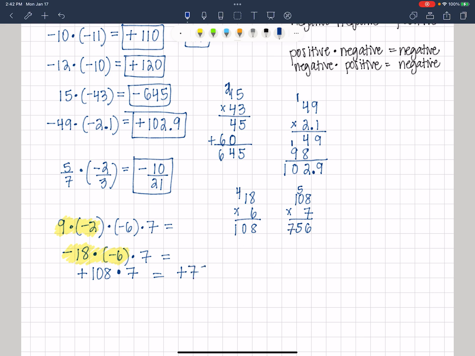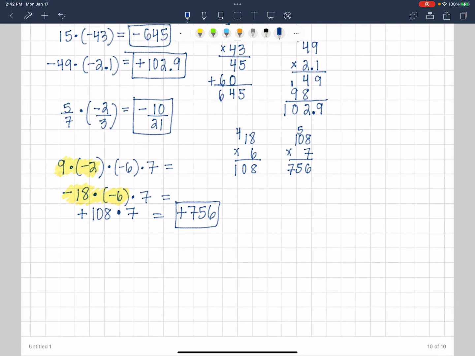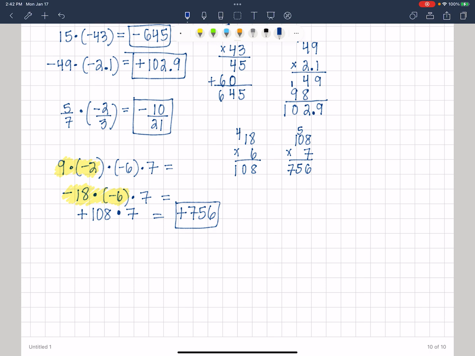So positive 756. And remember, while I'm writing a positive in front of all of my numbers, you do not need to do that. And that's how you multiply positive and negative numbers.